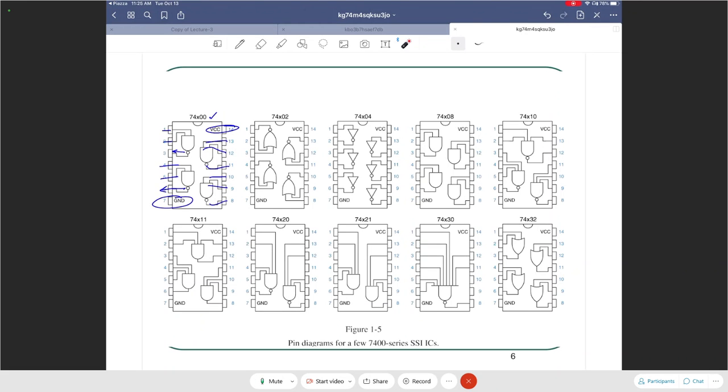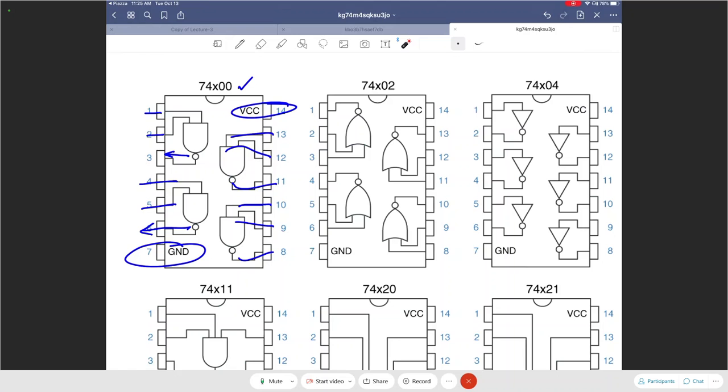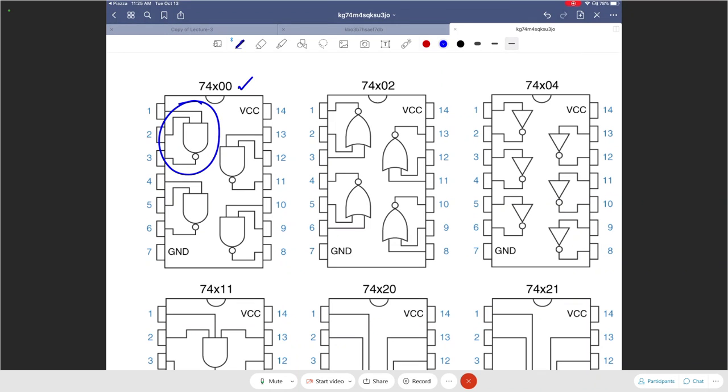Are pins 7 and 14 always reserved for ground and power supply? Yes. Do you have to have something plugged in to every input, or can you have some open? Yeah, you can always have something open. So for example, if my design only needed one 2-input NAND gate, I would just use this. I don't need to use all the others, but I still have to give the IC power and ground, and I can leave all the other pins open. Don't need them.